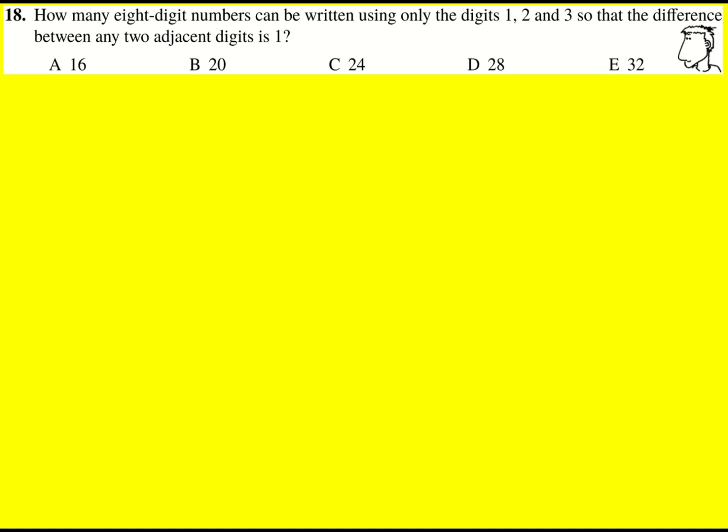This is an interesting question on arrangements. We're trying to create an 8-digit number using only the digits 1, 2, and 3, so the difference between any two adjacent digits is 1. So let's just start off with an example.